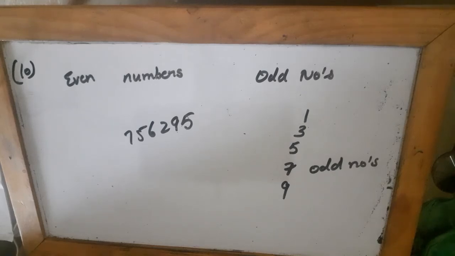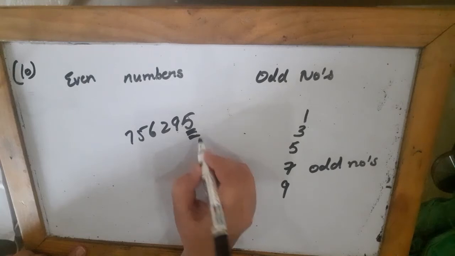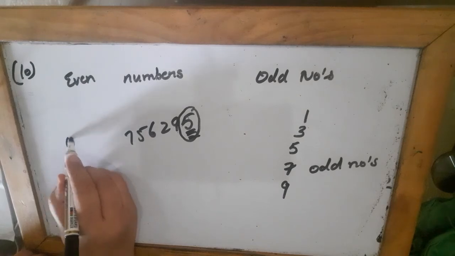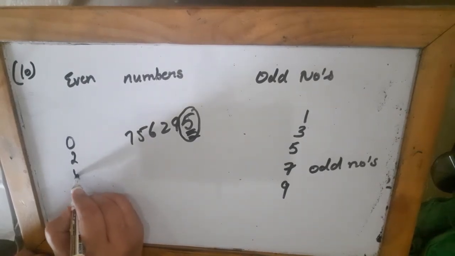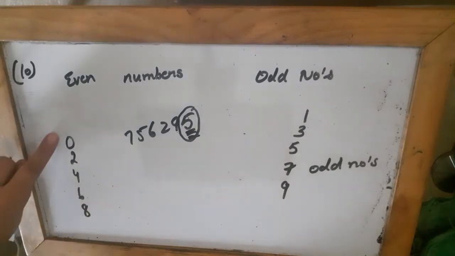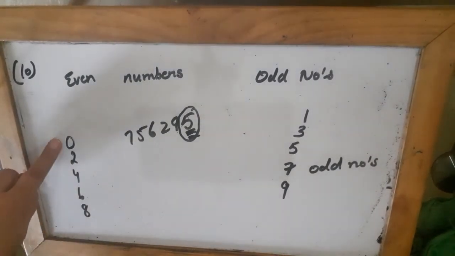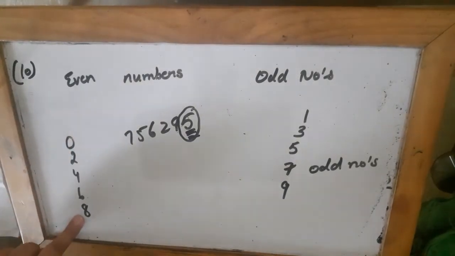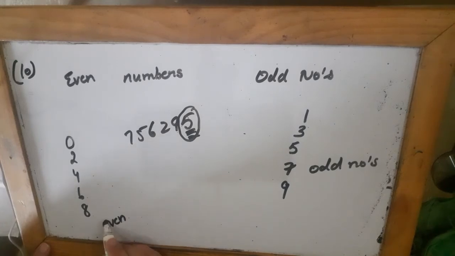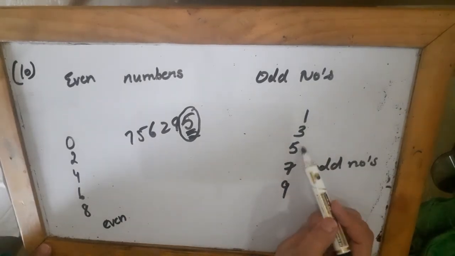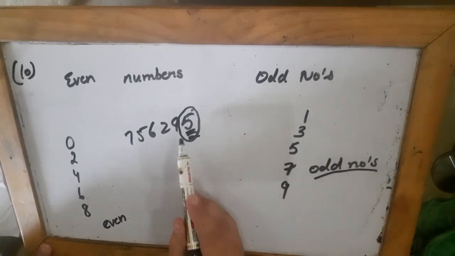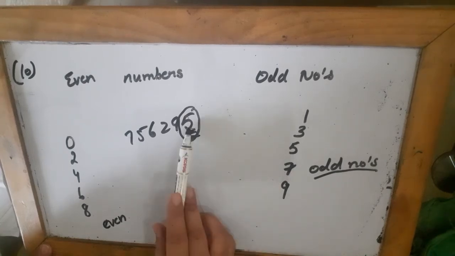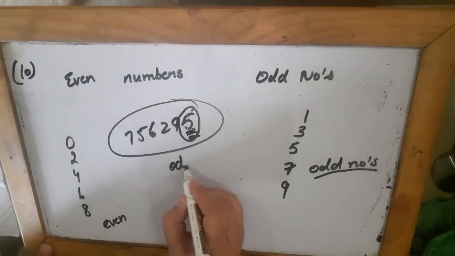So what we will do is we will just look at the last digit of the number, the digit at the ones place. If it is 0, 2, 4, 6, 8, these are the multiples of 2, and also 0, then they are even numbers. And if at the end of the number you have 1, 3, 5, 7, 9, they are odd numbers. So this number has an odd digit at the ones place, so it means this whole number is an odd number.